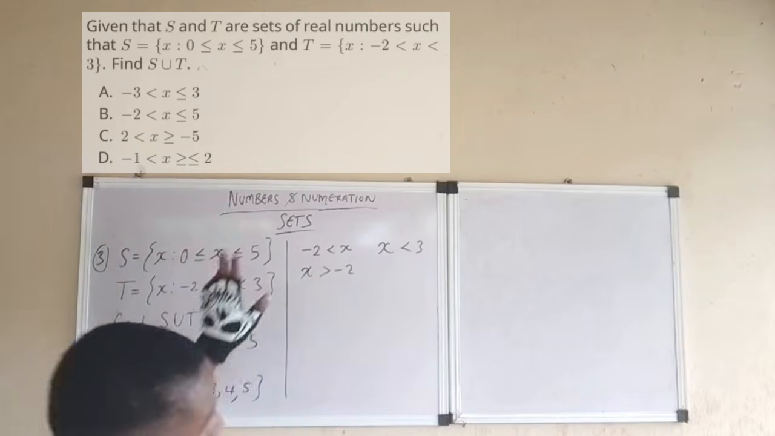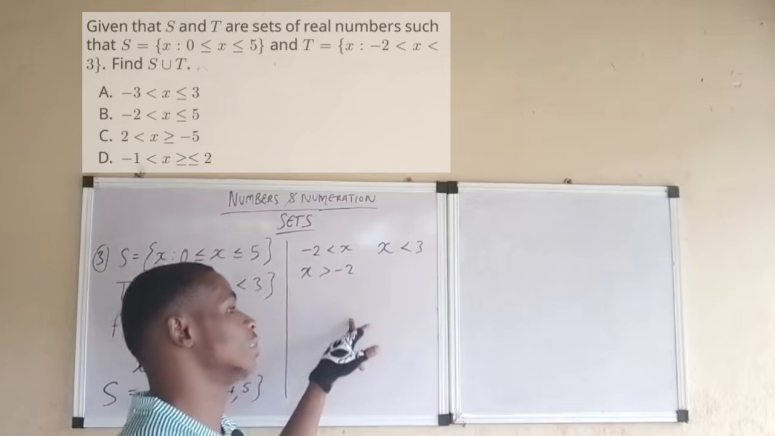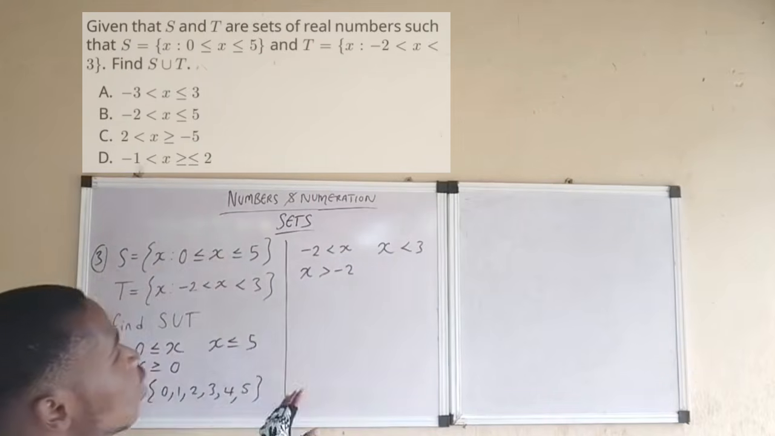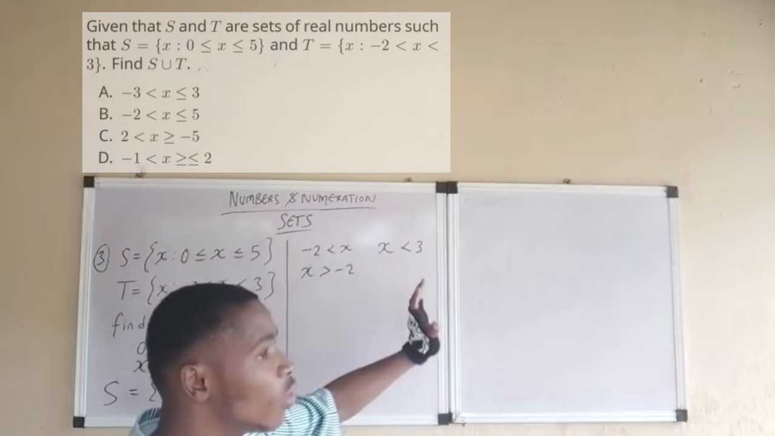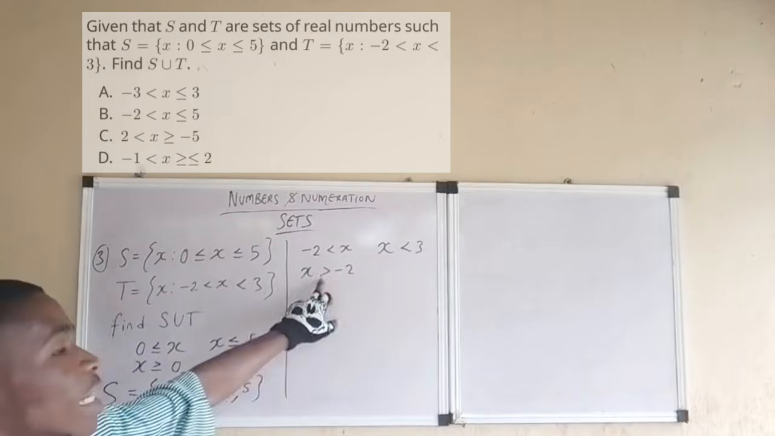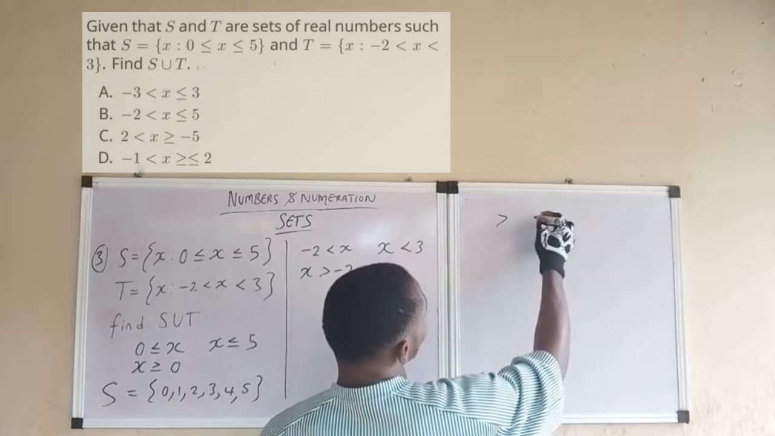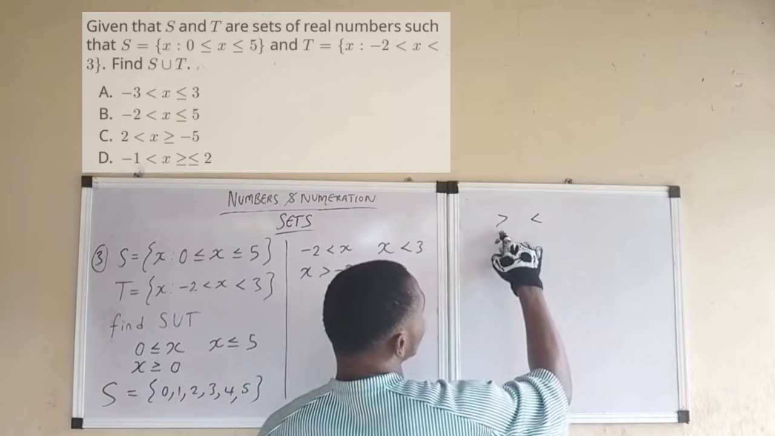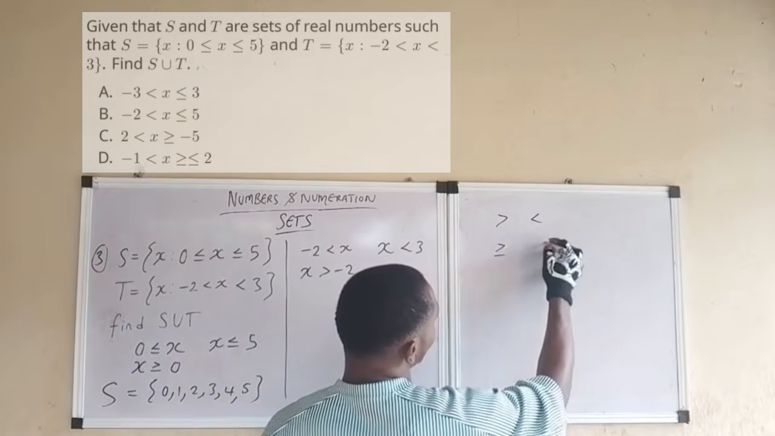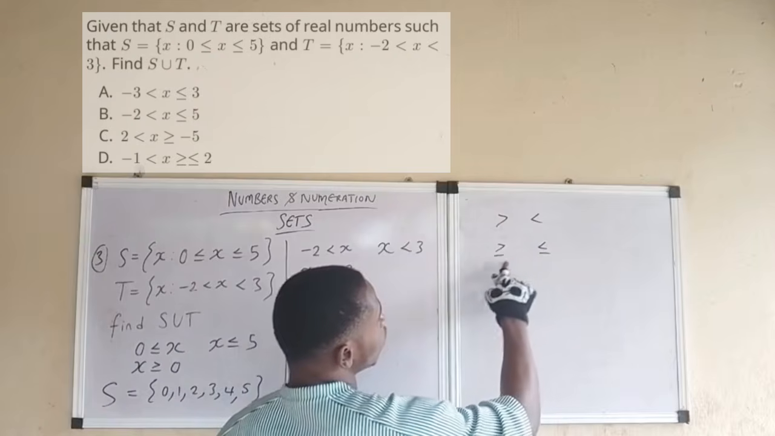It is greater than minus 2, but it is less than 3. So the first number that is greater than minus 2, that's where the range of x starts from. This greater than sign is what you call a strict inequality. All right? We have two strict inequalities, greater than and less than. We have two slack inequalities, greater than or equal to, less than or equal to.